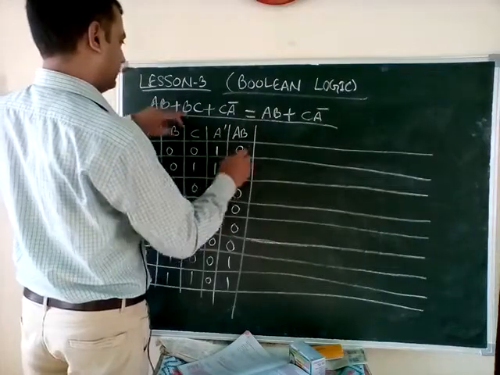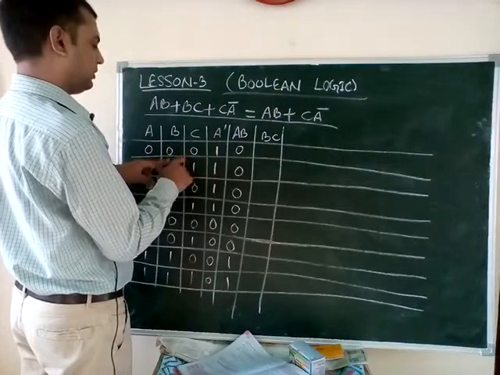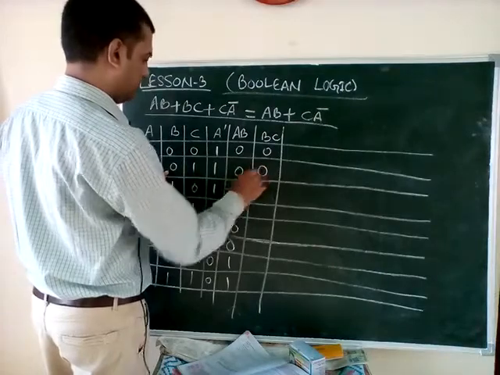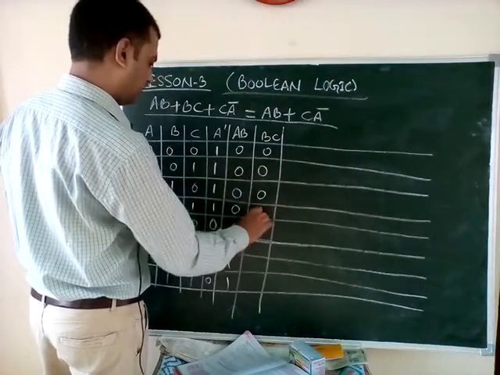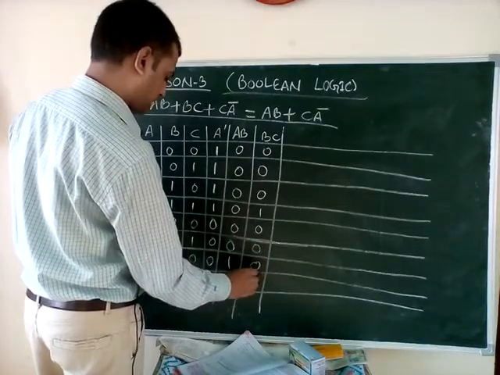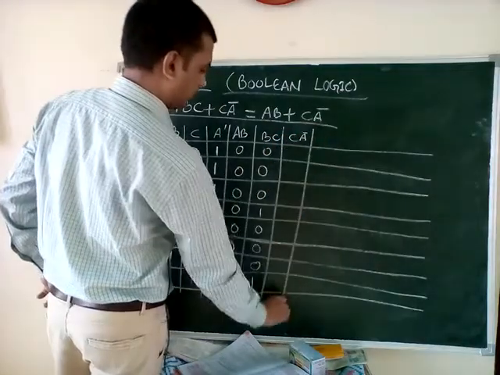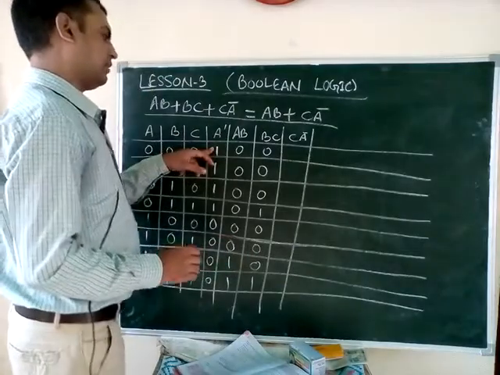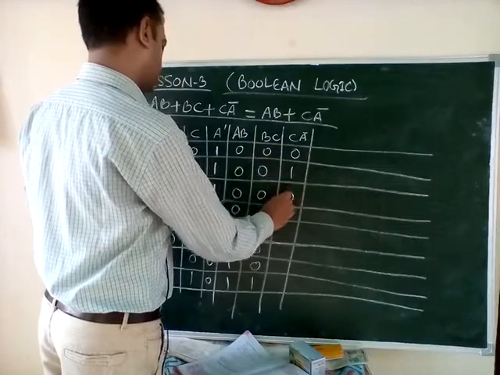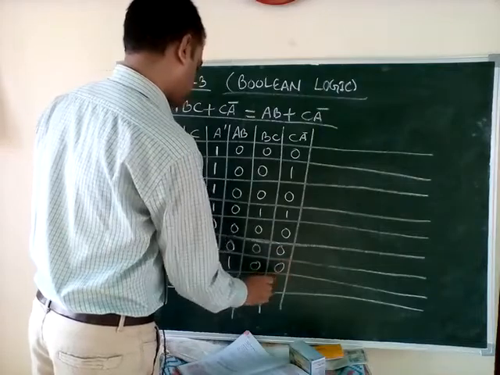Then after BC means these two. If any 0 is there, then you have to give 0. So 0 in both you can see 0. Here you can see this is 0. Here 1, here 0, here 0, here 0, and here 1. Then after C A bar, so C it is and A bar it is, so if any one is 0, then we will give 0. So this is 0 1 0 1 0 0 0 0.